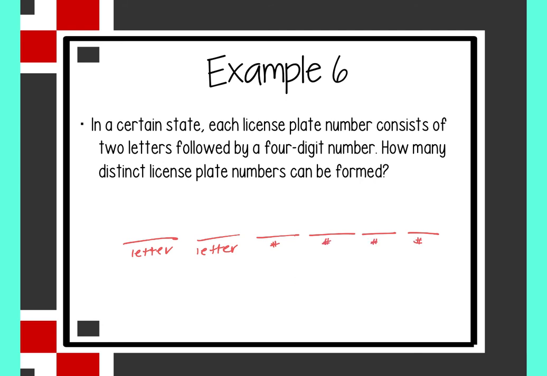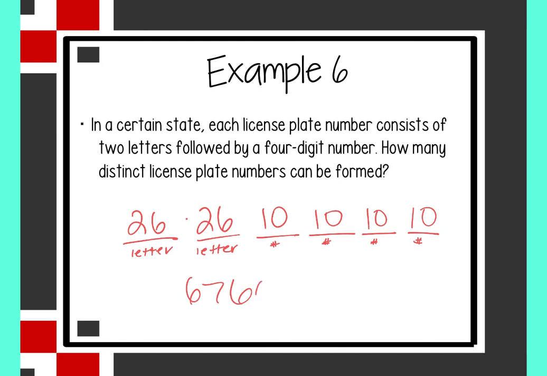So how many letters can go in my first space? 26. How many letters can go in my second space? 26. How many numbers are 1 digit? 10. Why? 0 counts. 10, 10, 10, 10. So 26 times 26, we just did this. 676, and then 1, 2, 3, 4 zeros. All right, so again, you want to pay attention to wording like a digit cannot repeat or a letter cannot repeat, because then that changes the bank, okay?